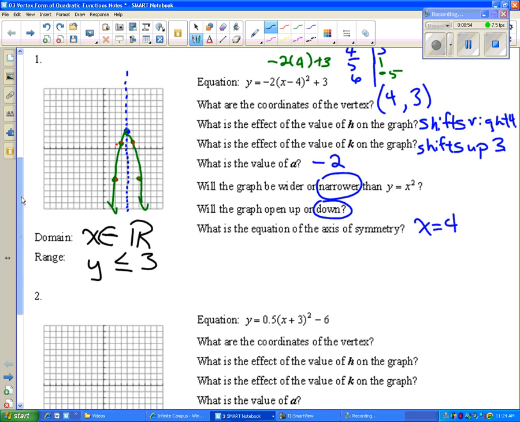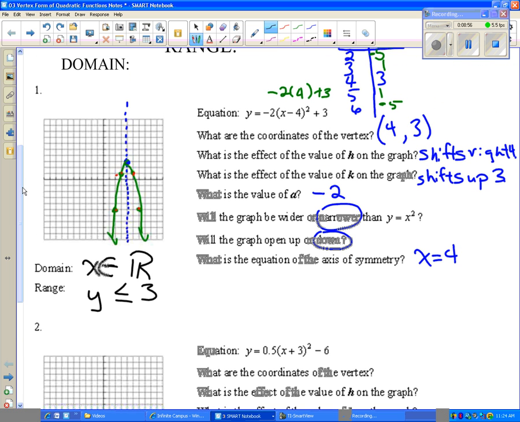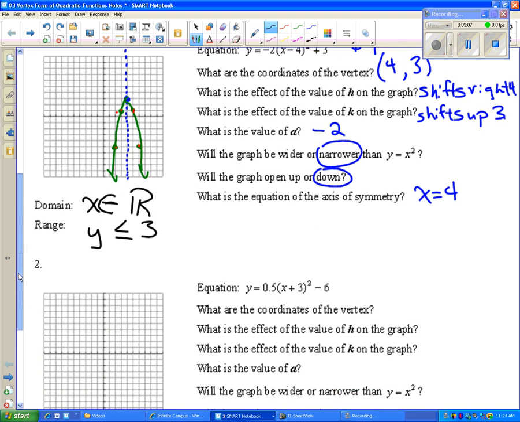So that's my graph. That's what it looks like. That's my vertex. It's definitely more narrow than y equals x squared. So my domain is x is an element of all real numbers. My range is y is less than or equal to 3.